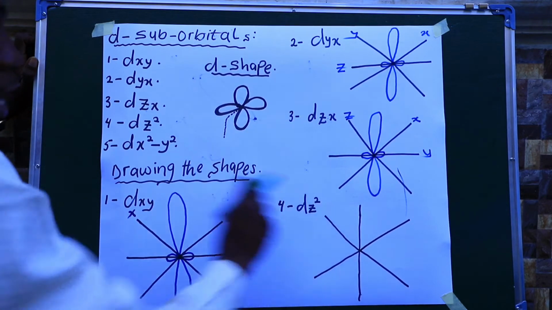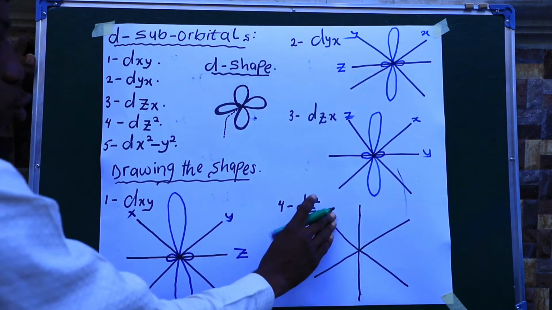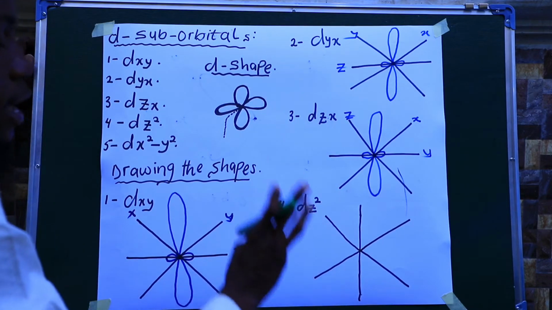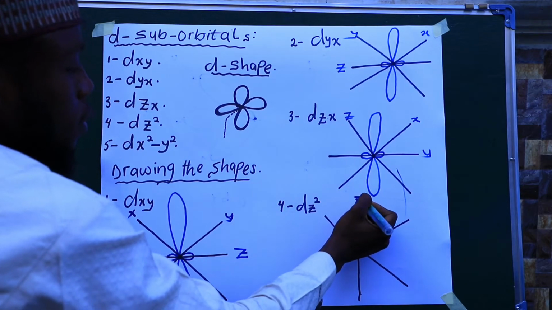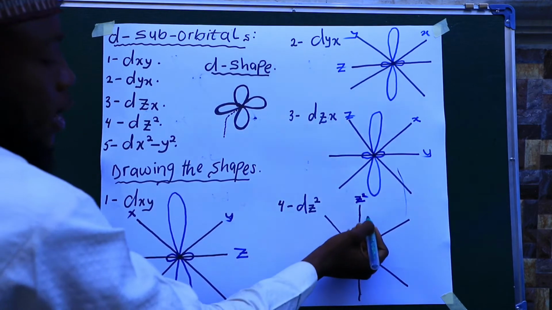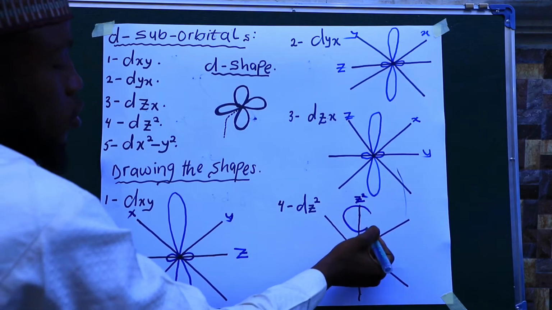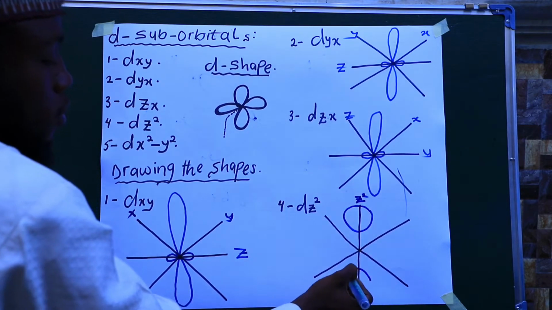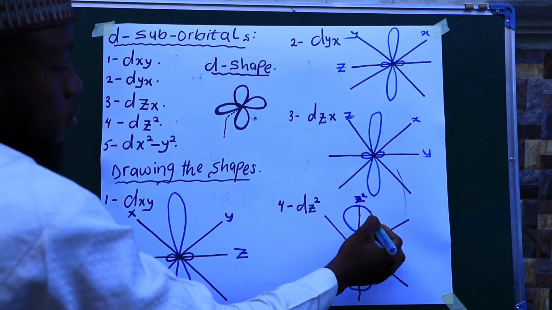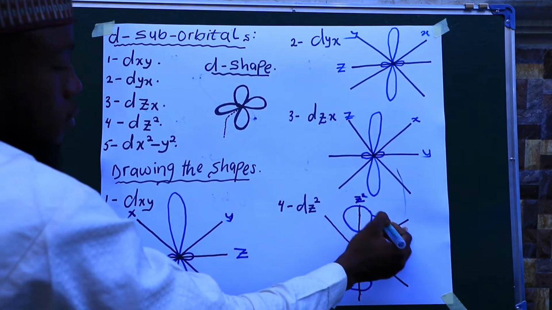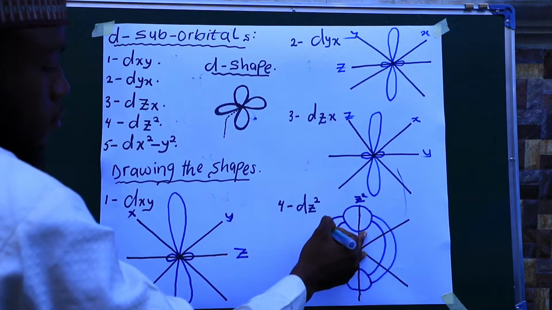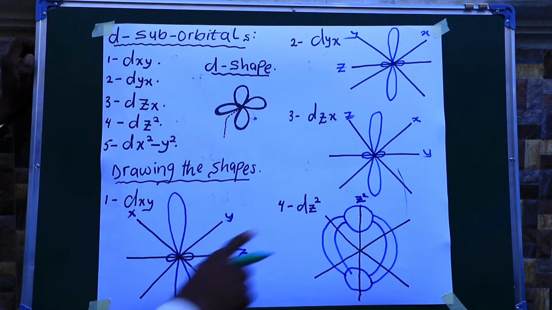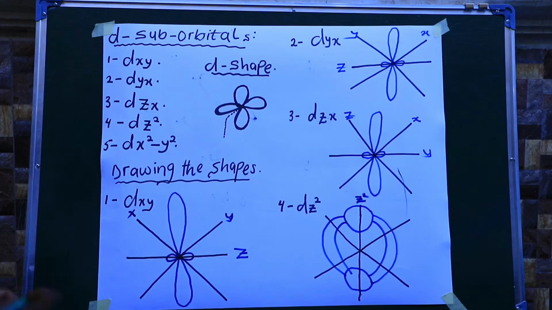Then now for dz square. Dz square is a little more complicated, but it is simple. This is how it looks. Dz square here. Then we draw a cycle on this plane and another cycle on the lower part. Then we draw the amplitude, the maximum amplitude, like this. So this is how dz square looks like.